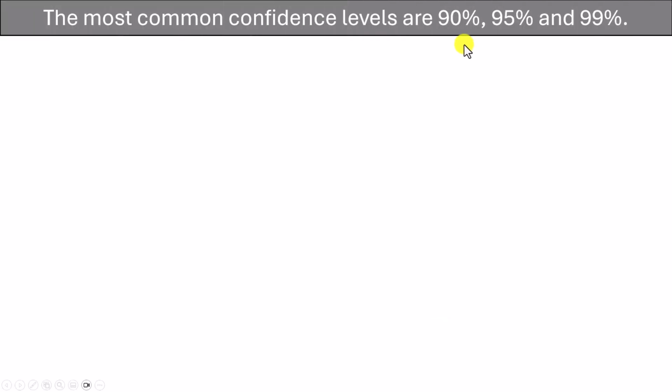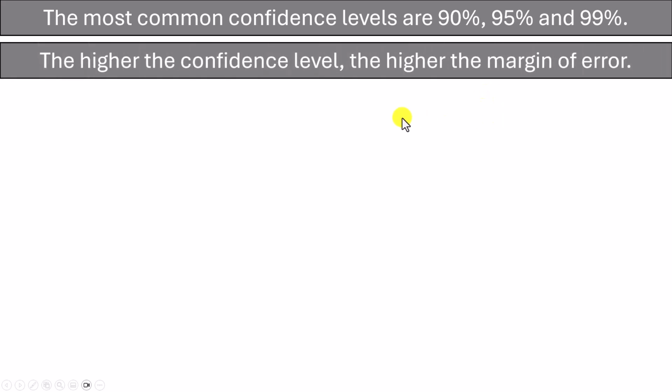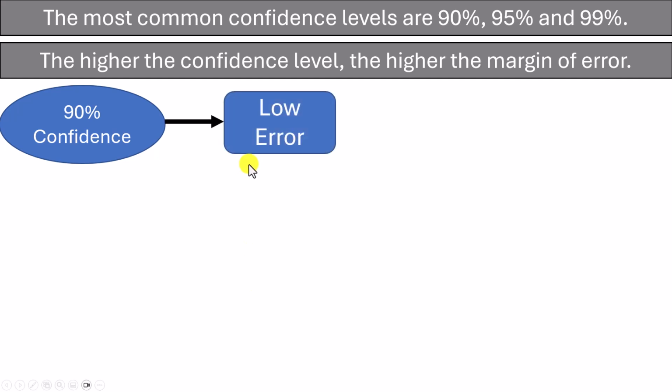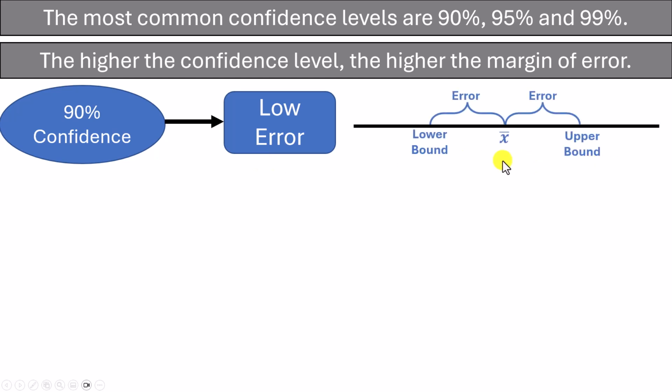Now, theoretically, any confidence level can be used, but the most common confidence levels are 90%, 95%, and 99%, which represents the chance that the parameter you're trying to estimate falls inside your confidence interval. The higher the confidence level that you use, the higher the margin of error. The 90% confidence level is the lowest confidence level that's traditionally used, and therefore it's going to have the lowest error. It might look something like this.